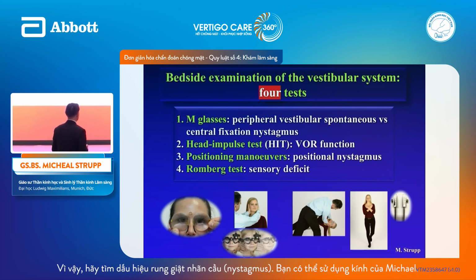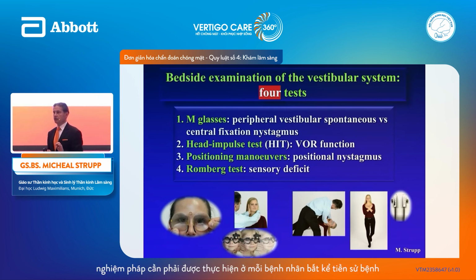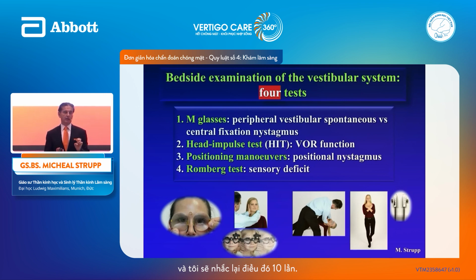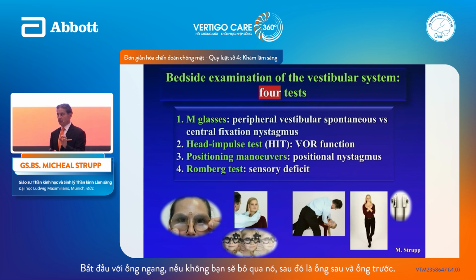So look for a nystagmus. You can use Michael's glasses. You do the head impulse test as demonstrated by the 2 ladies before. What has to be done in every patient, independent of the history, and I will reiterate that at least 10 times, every patient has to be examined by the diagnostic positioning maneuvers. Start with the horizontal canal, otherwise you overlook it, then posterior and then anterior.